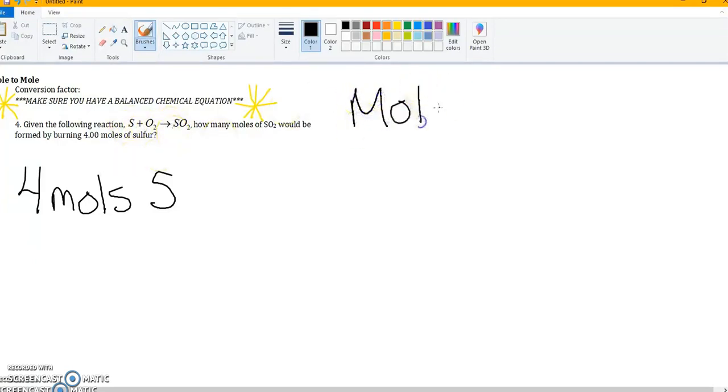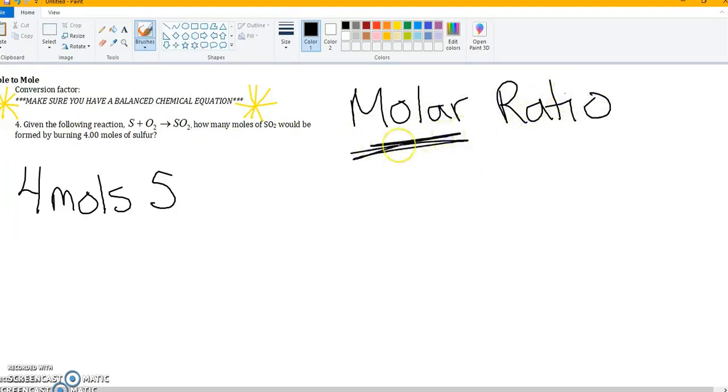And those coefficients that are in front refer to what we call the molar ratio. So the molar ratio tells me how many moles of a substance I need in order to make moles of another substance. So if I look, it says how many moles of SO2 can be formed by burning 4 moles of sulfur. Well, if I look at my ratio, for every 1 sulfur burned, I make 1 SO2 molecule. Okay? So my ratio is a 1-to-1.